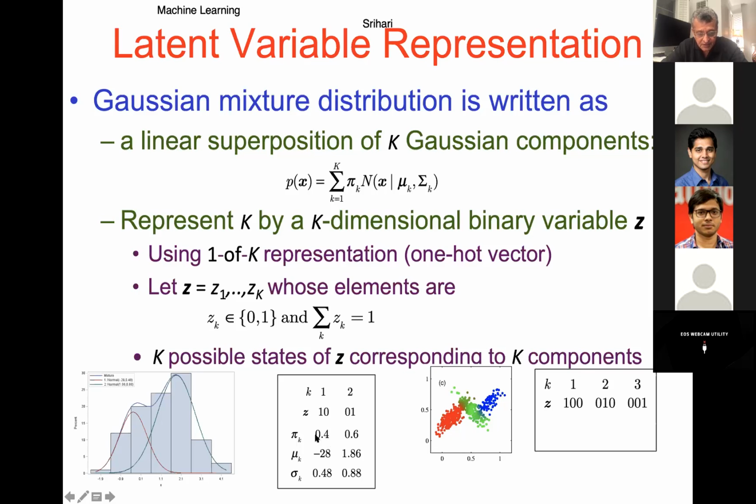And then we have pi k, the weightage of the components, like 0.4 and 0.6. So that is the weightage given to these two distributions. Mu k is, let's say, minus 28 is the mean here, and 1.86 is the mean here. I guess the origin is somewhere in the middle here. And sigma k is how spread out these two distributions are, the standard deviation of the two distributions.